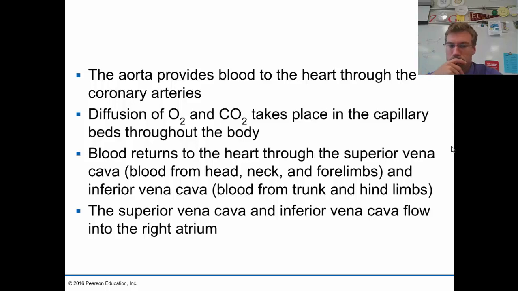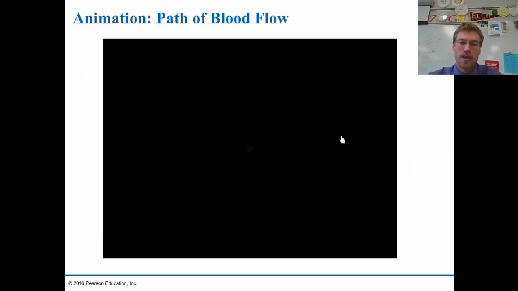It's going to need blood. Again, we're going to have gas exchange, so O2 and CO2 are going to be exchanged in the capillary beds throughout the body, and then blood returns to the heart through the veins, right, the superior and the inferior vena cavas, and then they flow into the right atria.